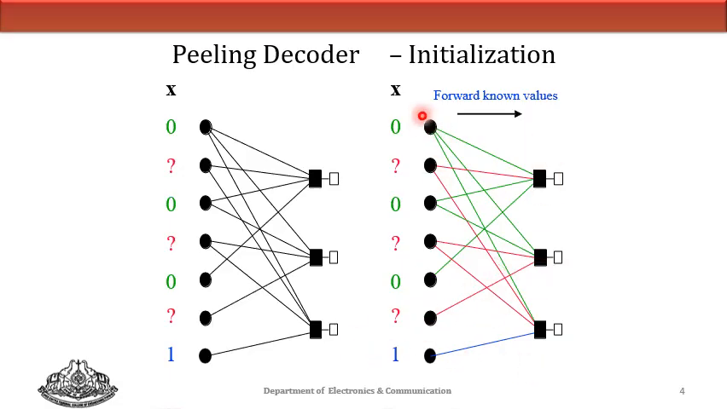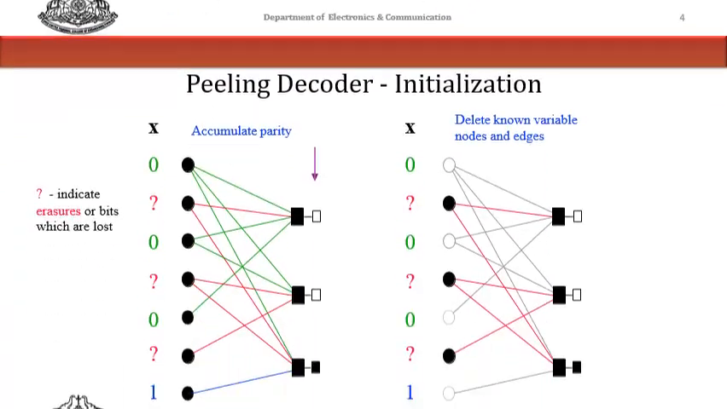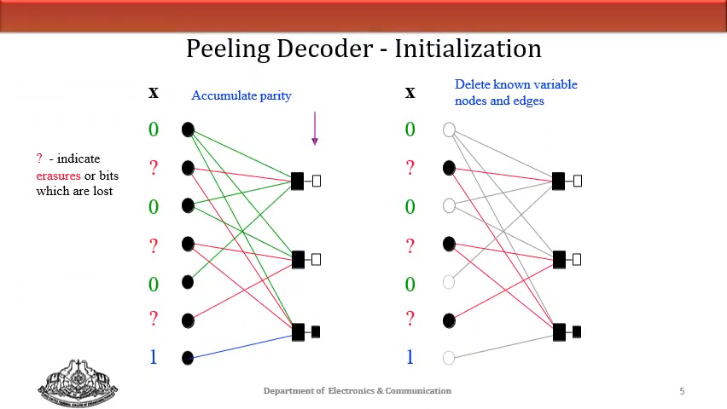All the variable nodes will transmit those received values to the corresponding check nodes, that is, along the outgoing edges. And you can see the red and green. Since there is only one connection from this last variable node to this check node, its value is transmitted to this particular check node, and it's indicated as a blue line. Now the next step is accumulate. The second step I have mentioned is to accumulate the parity at the check nodes.